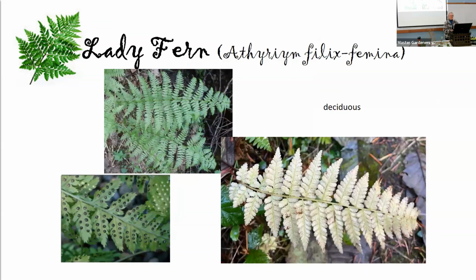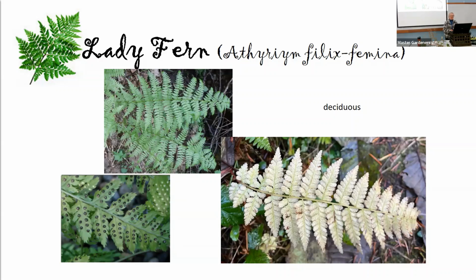Okay, the lady fern. So this is deciduous. As you can see, the pictures behind me show a nice green frond, and I probably took that bottom right picture in September, October, so it's starting to turn, lose its color, and then eventually it'll turn this color, and then you won't even be able to see it. There's what the spores look like underneath. 1 to 5 feet tall, so it can get quite tall.